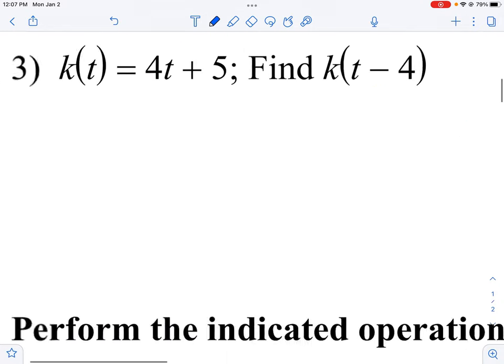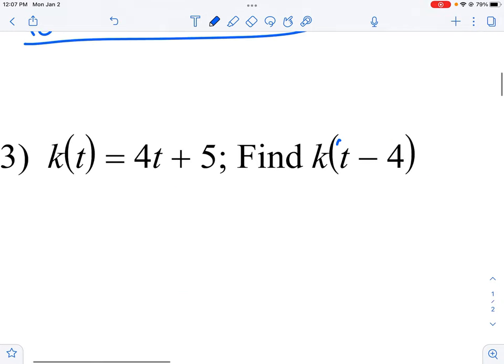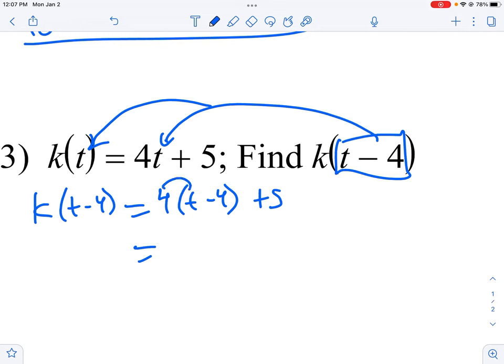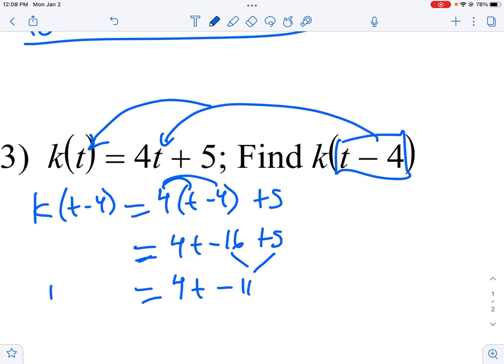So there you go. Let's go to 3. Again, we got this little expression here. It's going to go in all the t locations. And we're going to simplify. So this is t minus 4 equals 4 times t minus 4 plus 5. And do some distribution here. We got 4t minus 16 plus 5. And these guys combine. So now we got 4t minus 11 equals k of t minus 4.